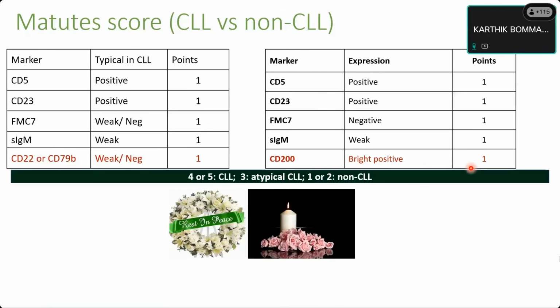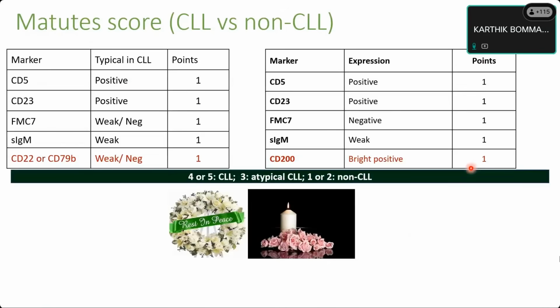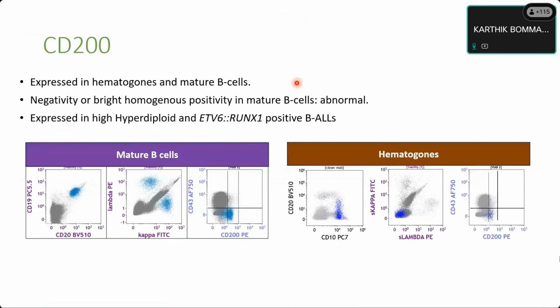Now the scoring systems are more evolving. Still, people diagnose CLLs even with 3 of 5 markers. The Matutes score is not strictly followed anymore, but you can still follow it. Now, why so? What is so special about CD200? CD200 is expressed in hematogones and mature B cells. What are hematogones, by the way, Dr. Mugilan?